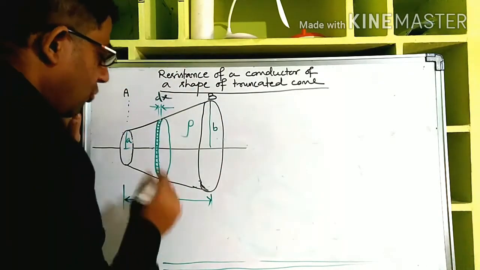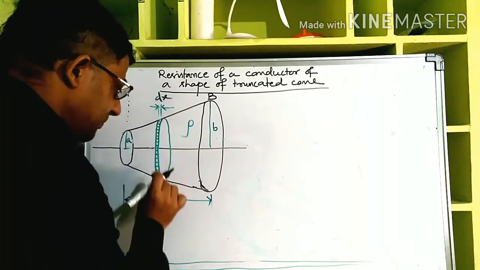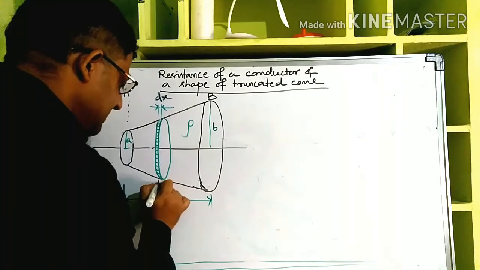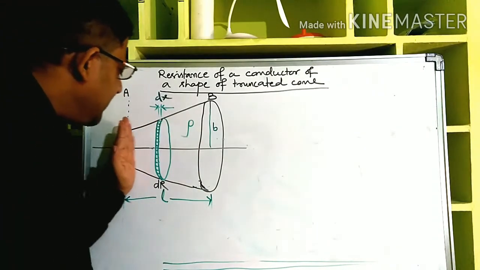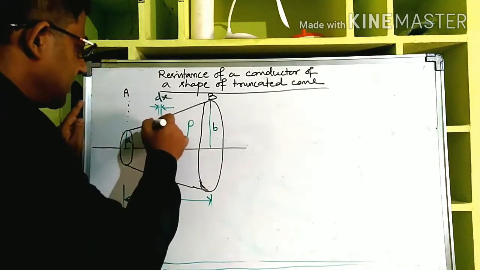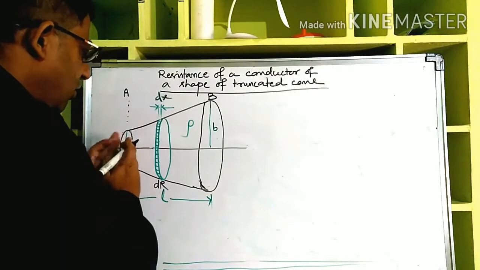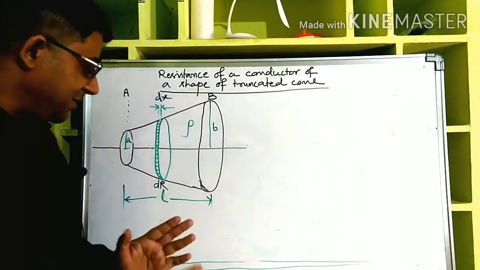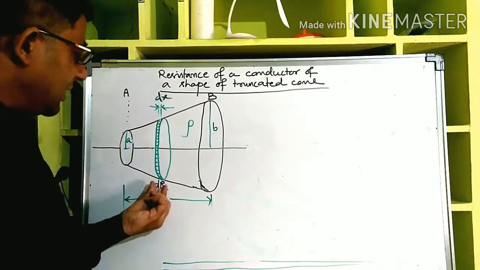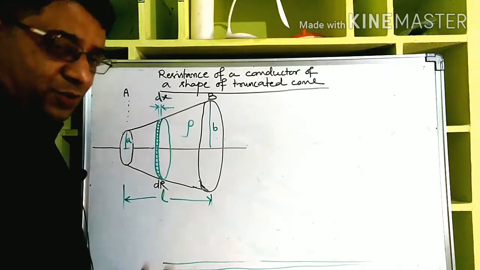Now what we'll do is find the resistance of this particular disc. Let us say that is dr. We'll find dr. Then this entire truncated cone is nothing but the summation of many discs like this, right? So the resistances of such discs are connected in series, that way we can imagine. So we will integrate that dr from x equal to 0 to x equal to L.